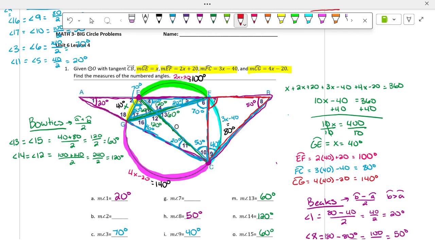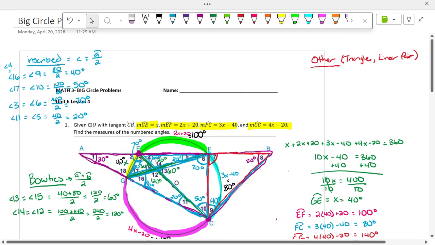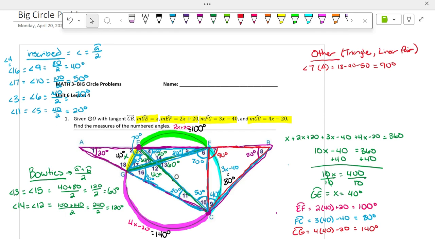What's that shape? It's a triangle. Do I know 2 out of the 3 angles in that triangle? Yes, I got 40 and 50, which is 90. So, what's the measure of 7? 90 degrees. So I found angle 7 because it's a triangle. So you do 180 minus 40 minus 50, and you get 90 degrees.